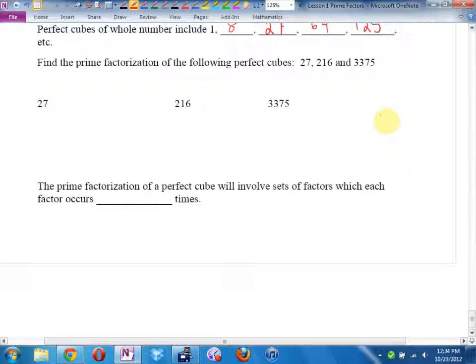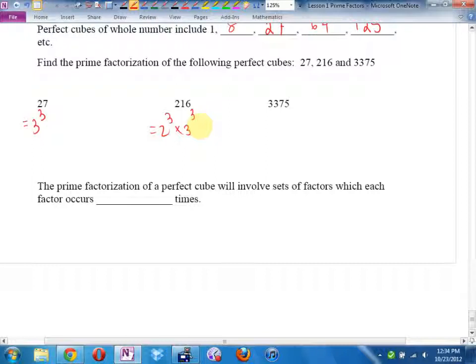What's the prime factorization of the following perfect cubes? Well, 27 is 3 to the third. 216. Yeah, is 6 prime? But what's 6 made up of? What times what? 216 is going to be 2 to the third, 3 to the third. Can you see a 6 to the third power kind of hidden in there?